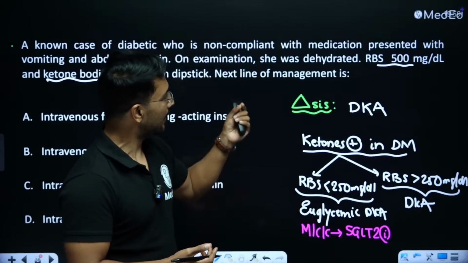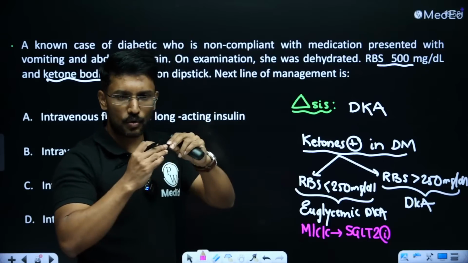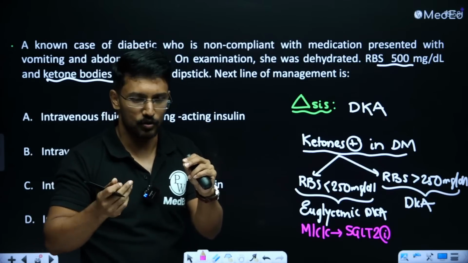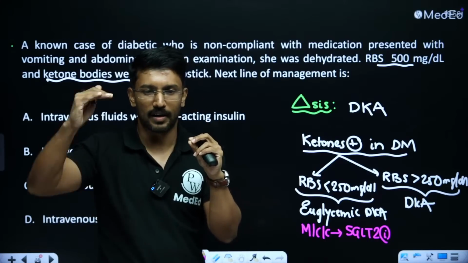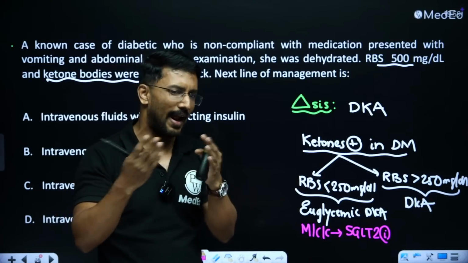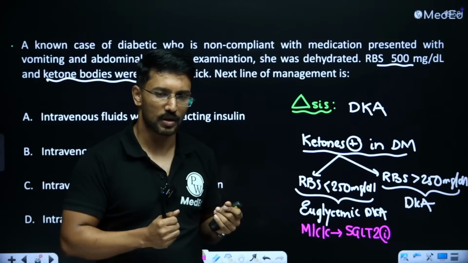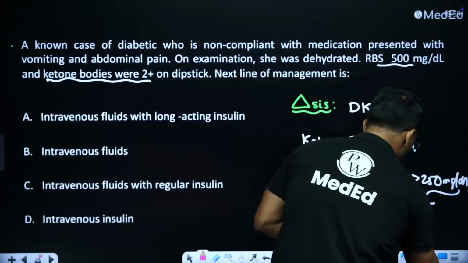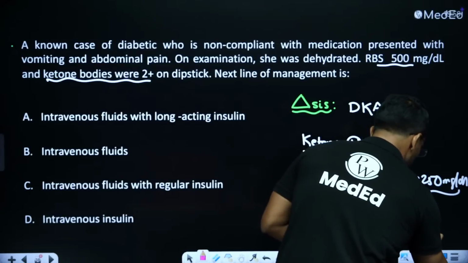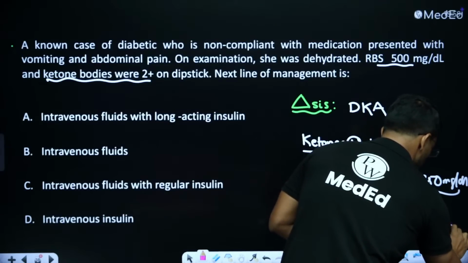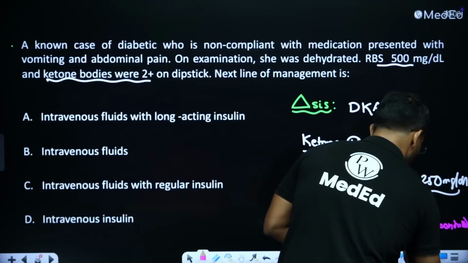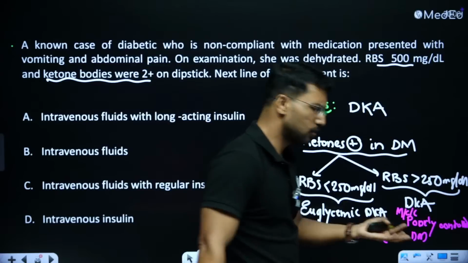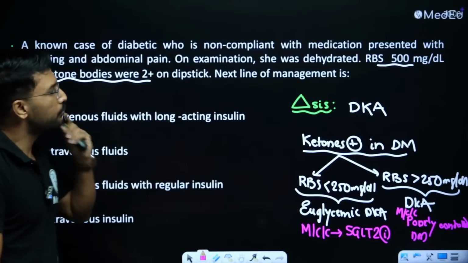Either well controlled diabetes with some intercurrent infection which triggers counter-regulatory hormones. Like when you have an infection, cortisol and adrenaline all increase. These are all anti-insulin hormones. So blood glucose level increases and you end up with DKA, or it is not controlled at all. So the most common cause is poorly controlled DM. Most commonly it's because of poor compliance to medications.